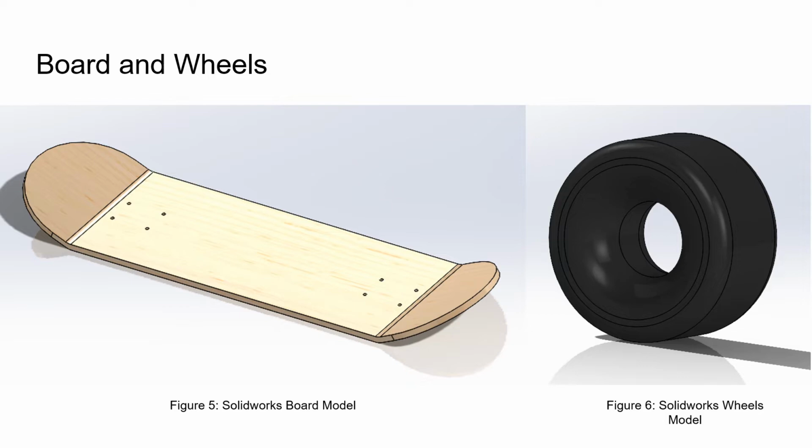To model the wheels, we used the extrude boss base feature on SolidWorks, and then we used the extrude cut feature to get the inner ring, and finally we used the fillet feature to give it more of a round shape to make it a more accurate wheel. For the material, it would be made out of rubber, as it would provide the most friction and therefore the most stability and grip when riding an actual skateboard, so that's why we went with rubber.